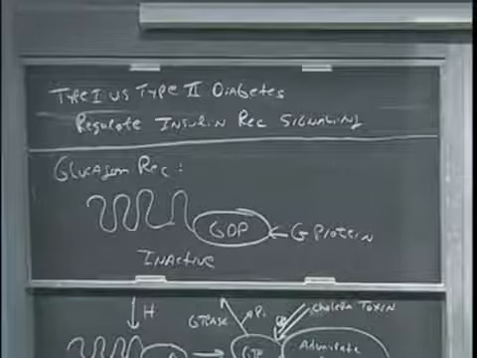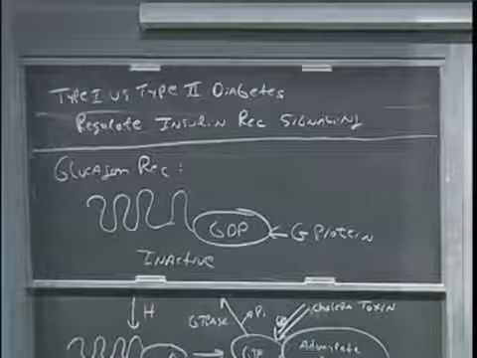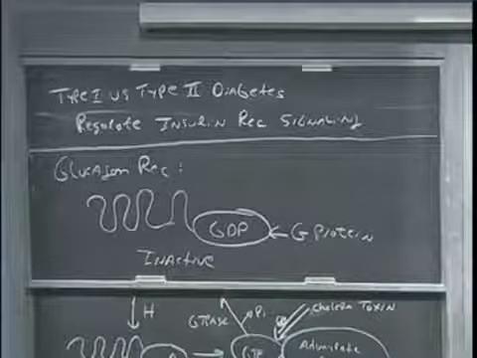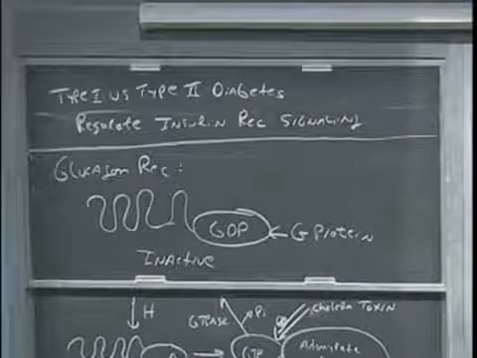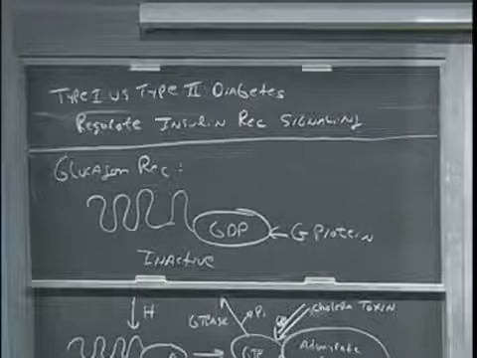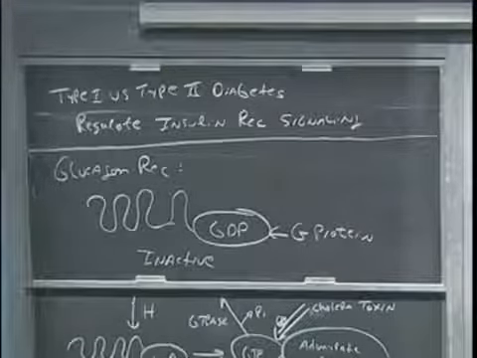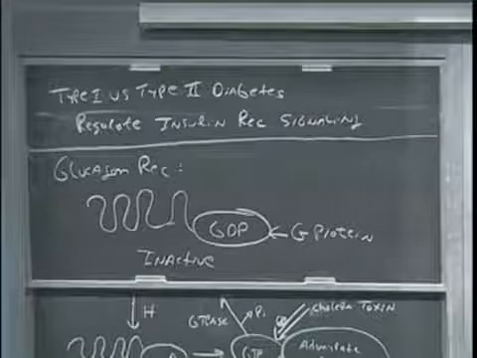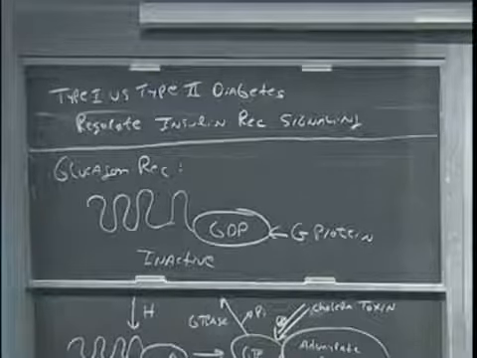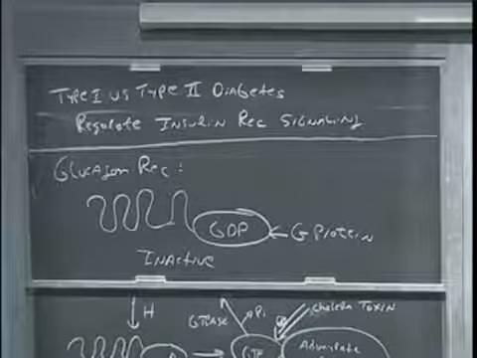Then we talked about glucagon receptors. These are for those of you who did not eat breakfast this morning. The idea is to bring glucose into the blood. In the inactive state, this receptor is a 7-pass transmembrane receptor bound to a G protein. The G protein has GDP bound to it. This is inactive.